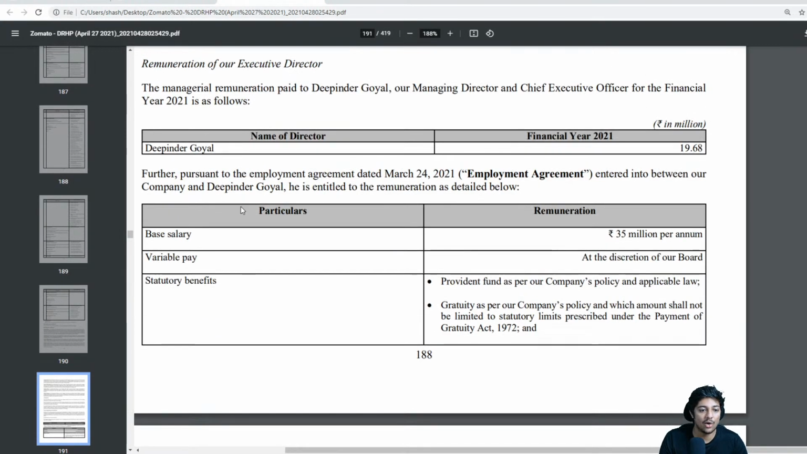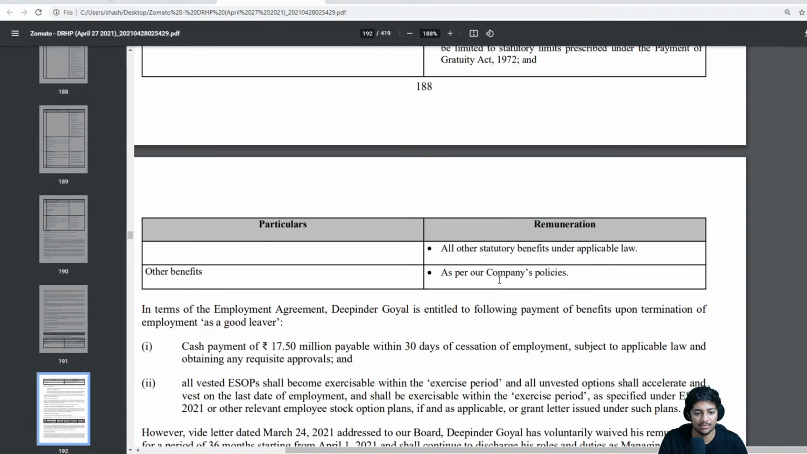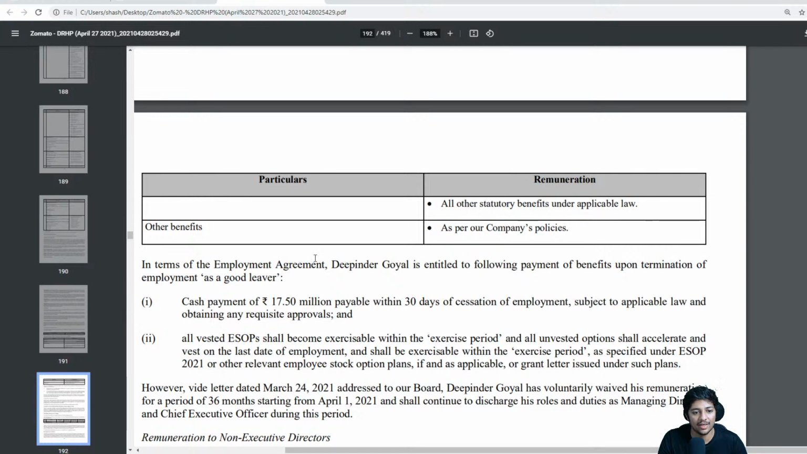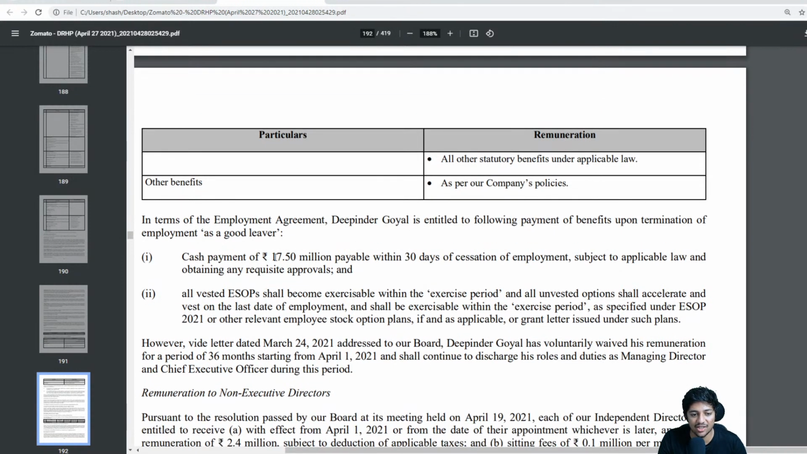Now, if you look at how his remuneration is split up, it basically says that 35 million per annum is the base salary. Base salary is 35 million. At the discretion of the board, there's something known as variable pay, provident fund, and everything else. And now finally look at this. In the terms of employment agreement, Deepinder Goyal is entitled to the following payment. Cash payment of 1.75 crores payable within 30 days of cessation of employment.